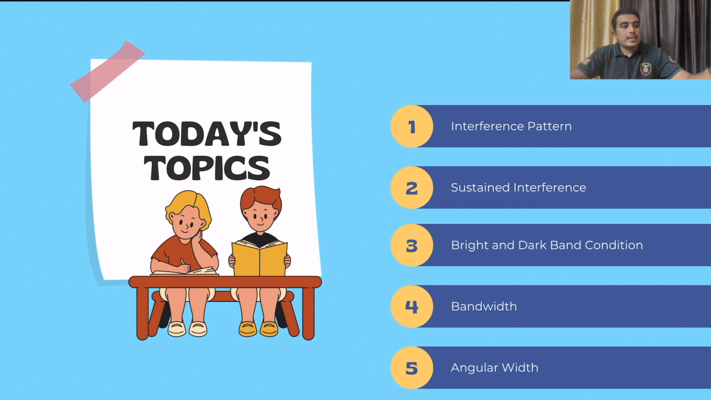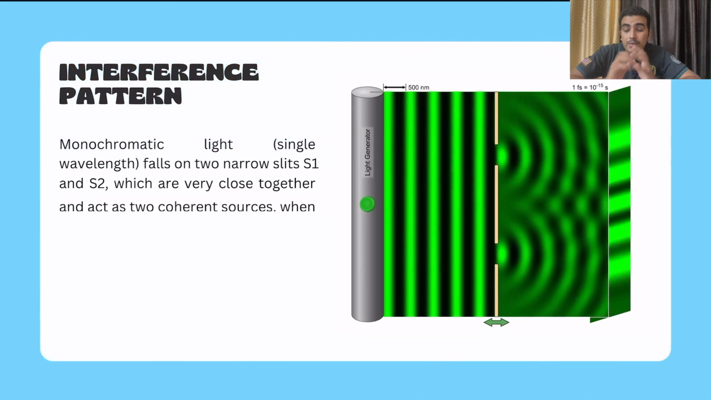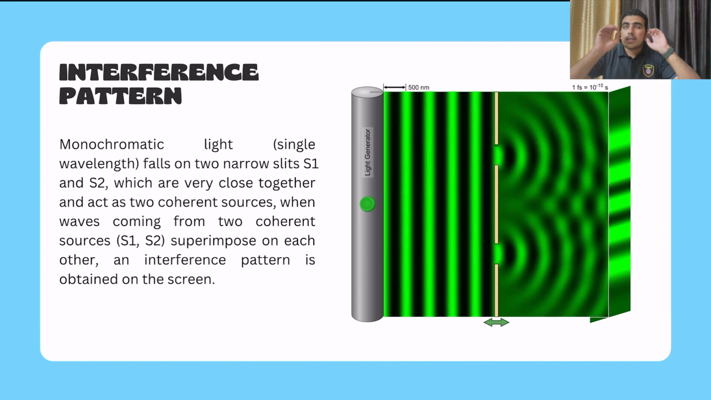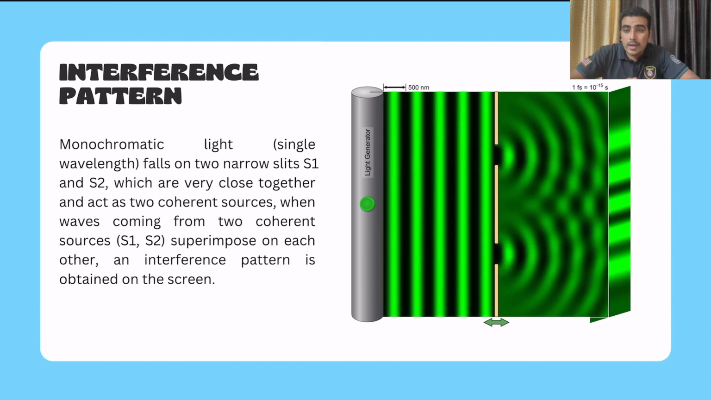So we know that an interference pattern is obtained when you use monochromatic or coherent sources of light. That means light of the same wavelength passing through two slits of almost zero or constant phase difference. When they superimpose, you get a pattern. That pattern is called an interference pattern. In an interference pattern, there will be a central bright fringe followed by alternate bright and dark bands, as you can see in this diagram.